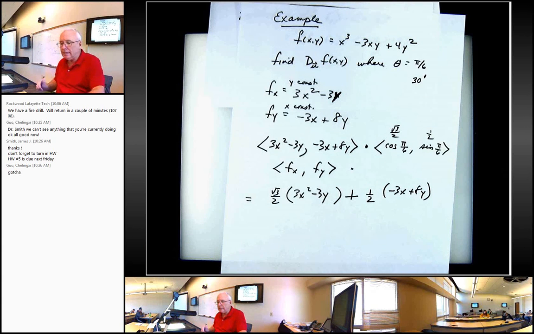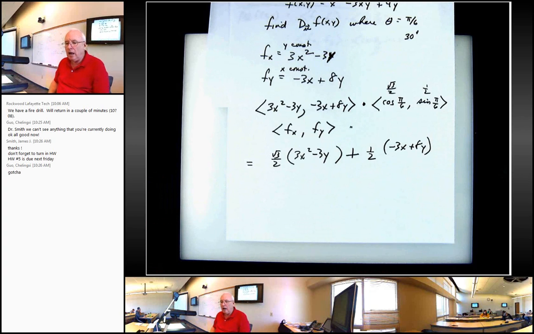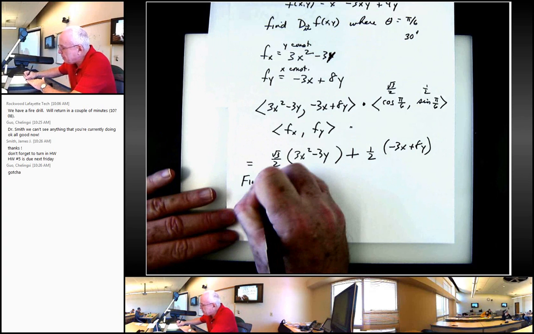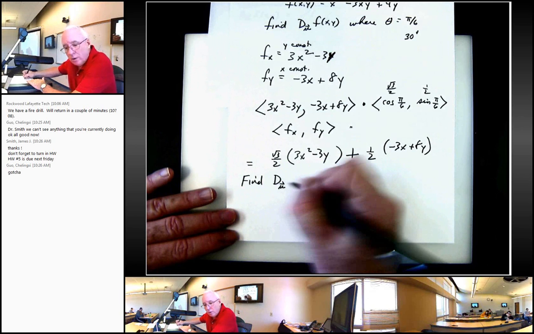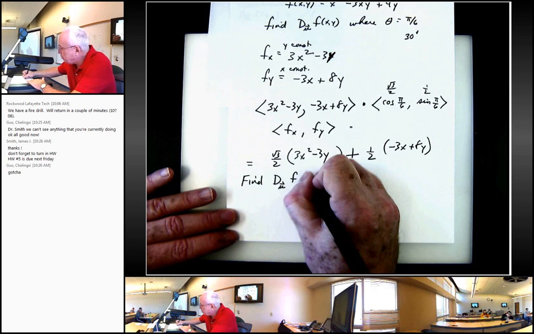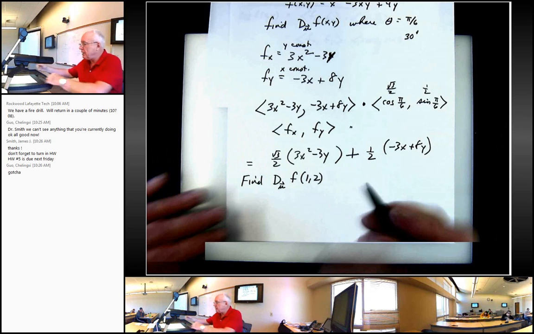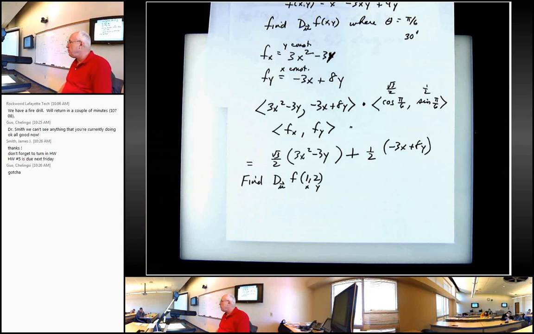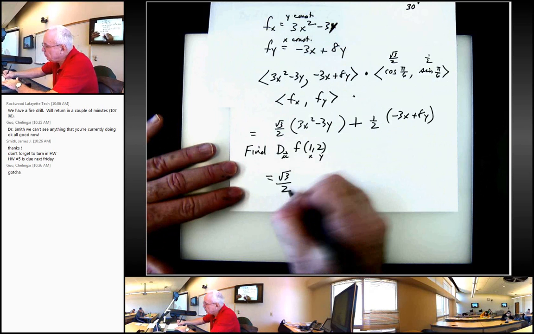Okay, now let's say in addition, let's just say this is fine, and we're asked to find, same problem, du of f applied to (1, 2), same u. So basically all it's a matter of doing here is plugging in the 1 for the x and the 2 for the y. So that's square root of 3 over 2.